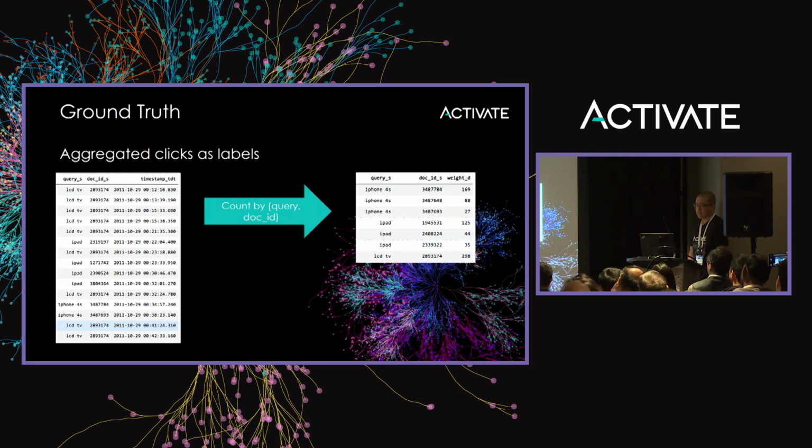So what are we going to use as ground truth? We're going to use implicit labels, and we're going to use the click signals as labels. In particular, we're going to aggregate them by query and doc ID. Again, the same caveats apply: there can be noise in this data, but at the same time, people don't click on things at random. So there is a good amount of information to be mined out of this data.